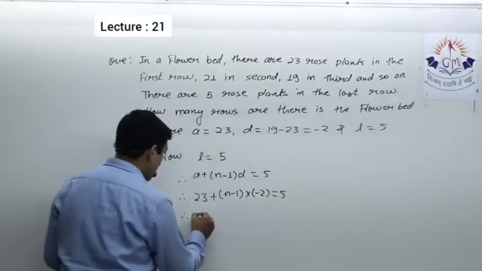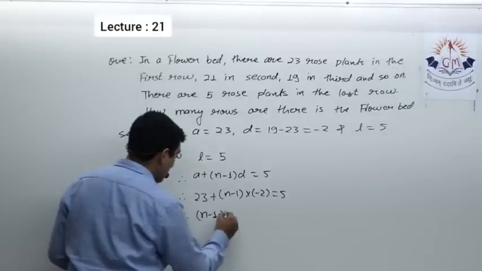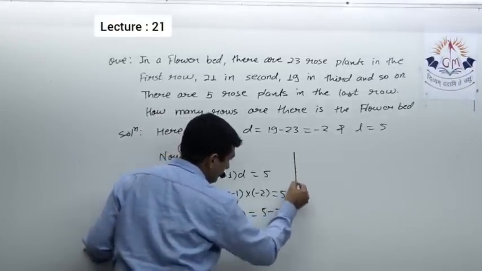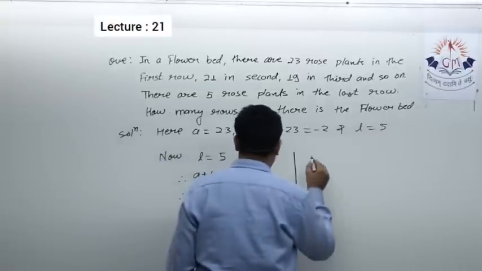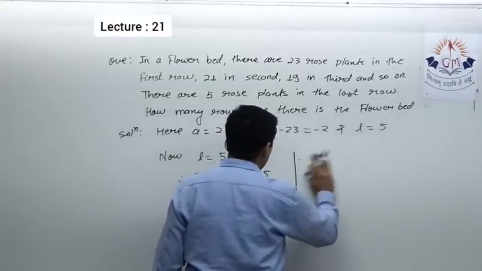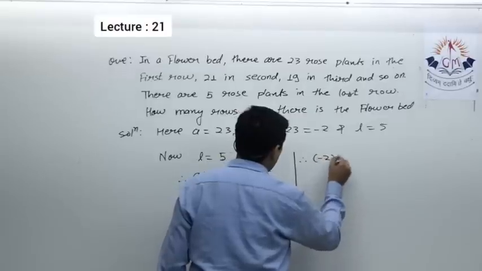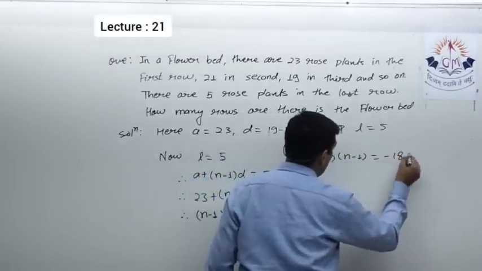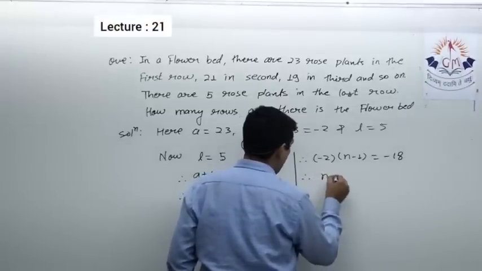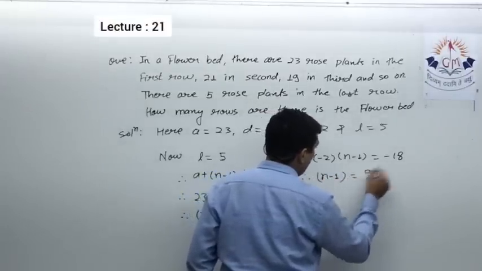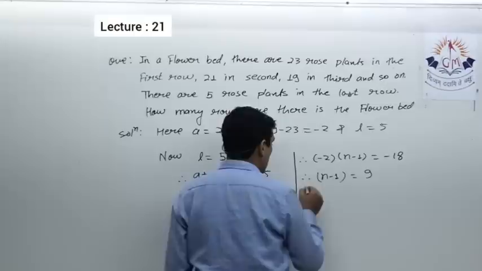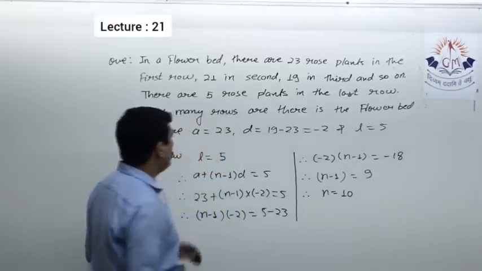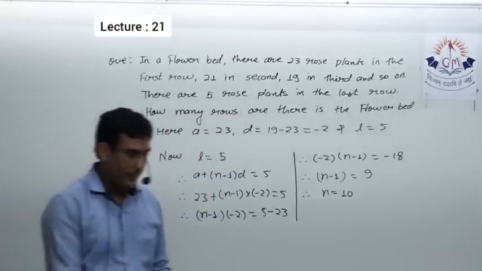So (n minus 1) into minus 2 is equal to 5 minus 23. Okay, so minus 2 multiplied by (n minus 1) is equal to minus 18. Therefore n minus 1 is equal to 9, since minus 18 by minus 2 is 9. So n is equal to 10. So we can say there are 10 rows in the flower bed.